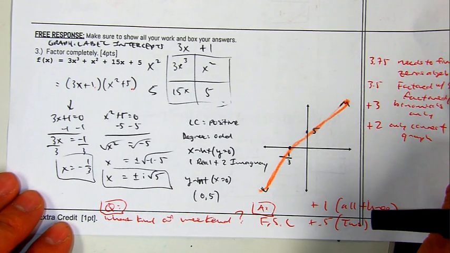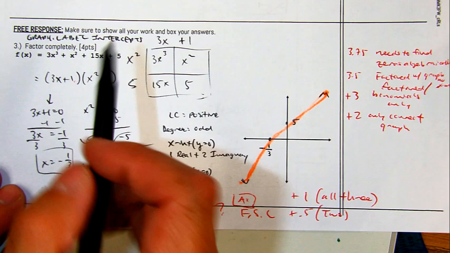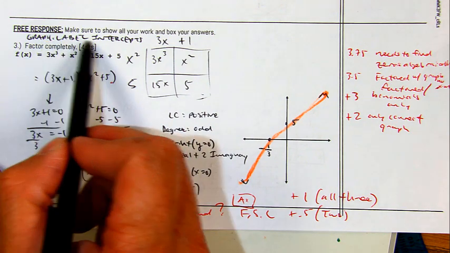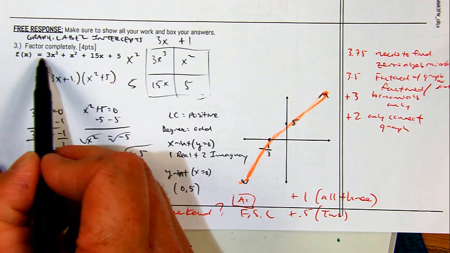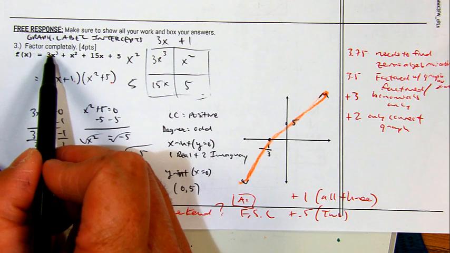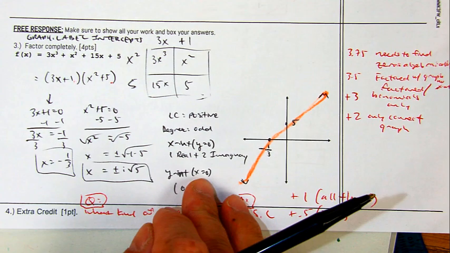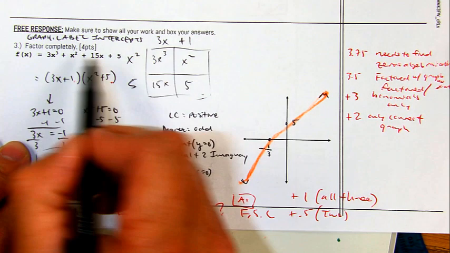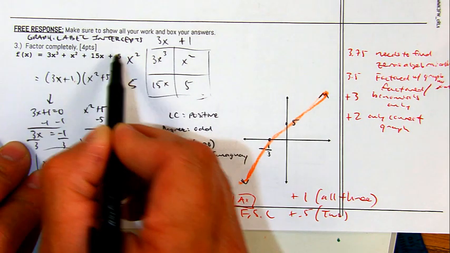Question number 3. Make sure to show all your work and box your answers. I told you to graph this and label your intercepts. So first thing you're going to do is you have a polynomial of cubic, to the power of 3, and then you have 4 terms, 1, 2, 3, 4. So it looks like you can factor by grouping. So if you put all 4 terms in there, look at the Z I'm about to make.